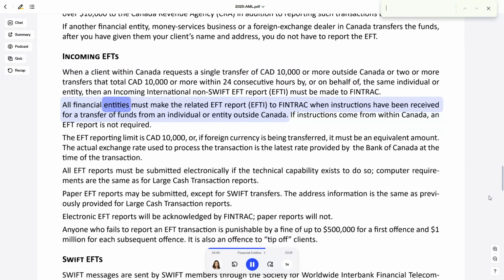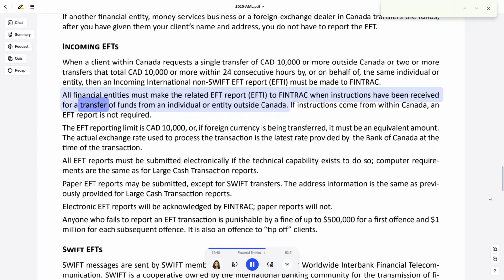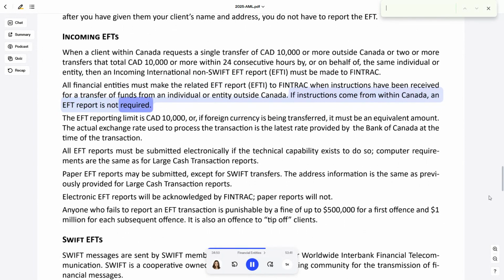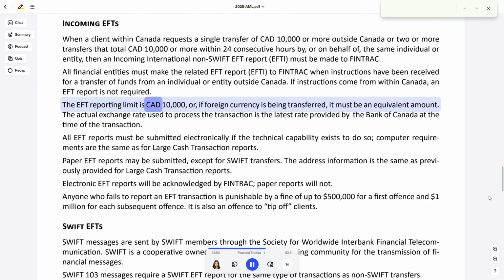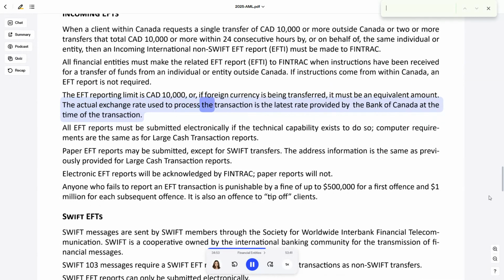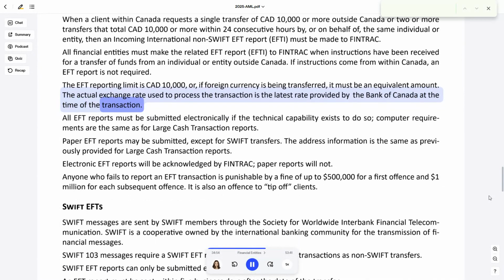All financial entities must make the related EFT report (EFT) to FINTRAC when instructions have been received for a transfer of funds from an individual or entity outside Canada. If instructions come from within Canada, an EFT report is not required. The EFT reporting limit is CAD 10,000, or, if foreign currency is being transferred, it must be an equivalent amount. The actual exchange rate used to process the transaction is the latest rate provided by the Bank of Canada at the time of the transaction.